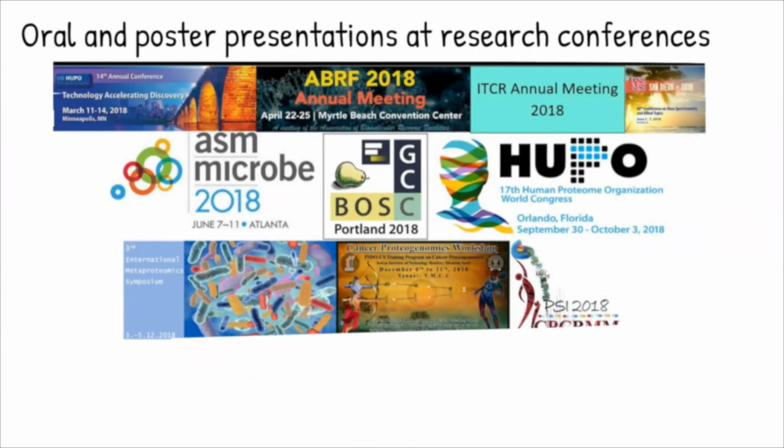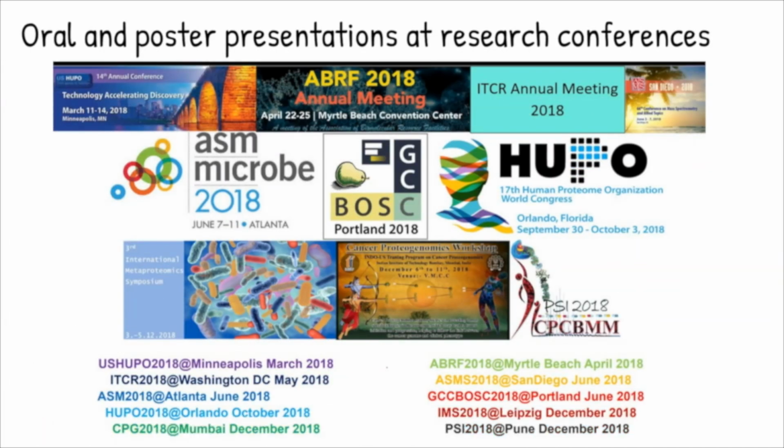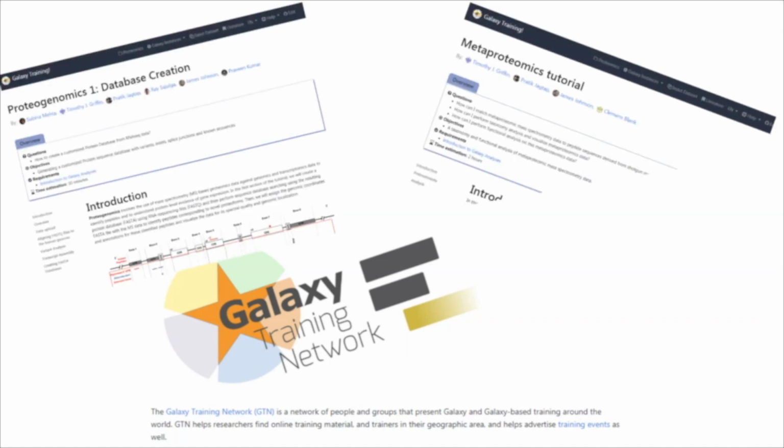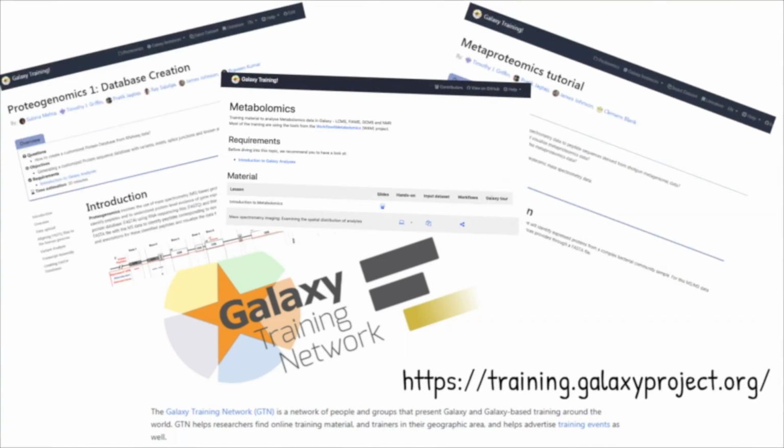The GalaxyP team has also presented posters and oral presentations at multiple conferences around the world. The GalaxyP team has also participated and contributed to the online community training sites such as Galaxy Training Network, or GTN. Currently, the GTN has training material on Proteogenomics, Metaproteomics, and Metabolomics. We are seeking to expand the repertoire of training workflows and tools via the GTN resource.